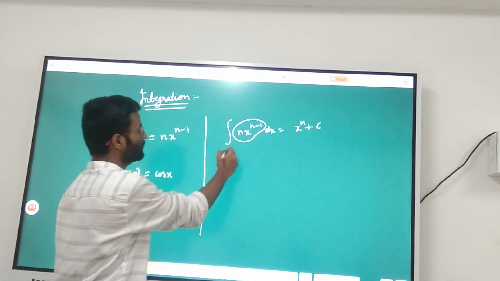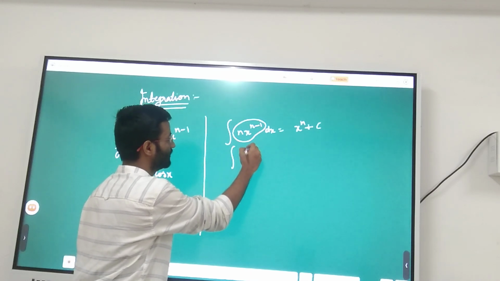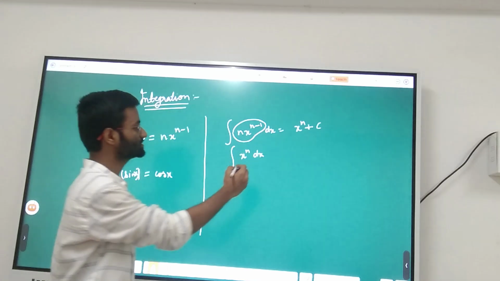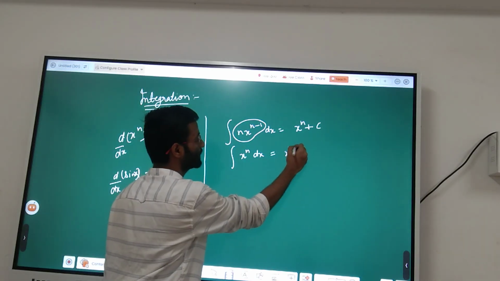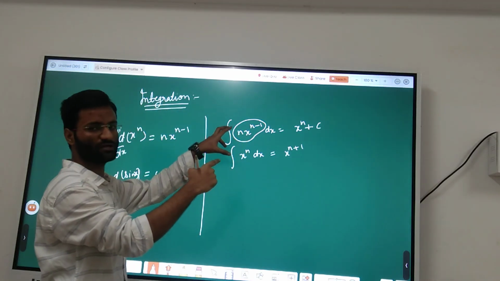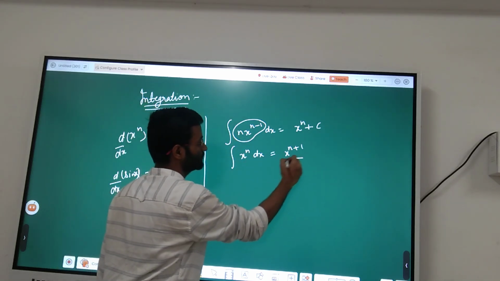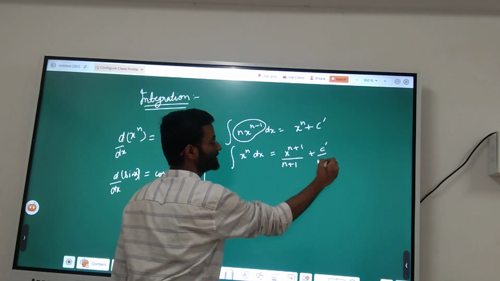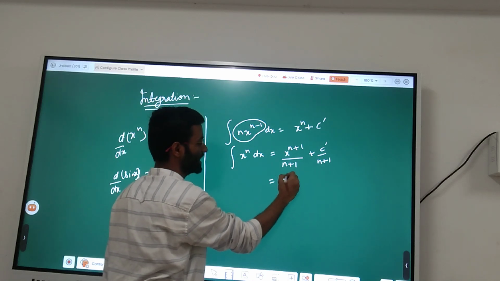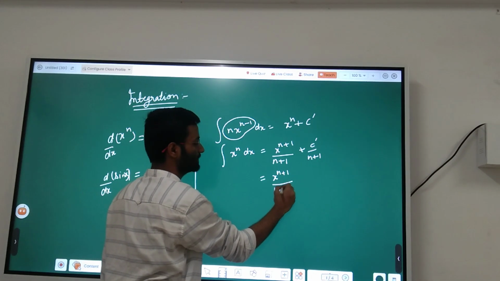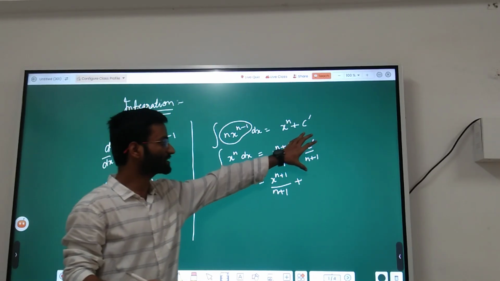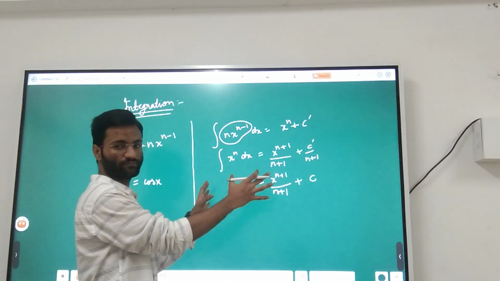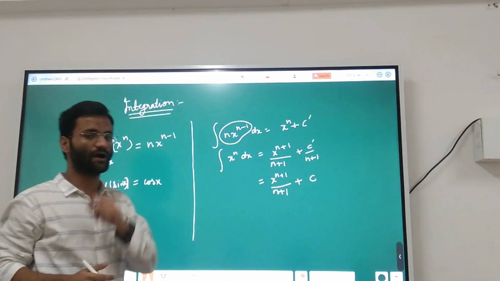Now if I replace n by n plus 1, the integration of (n plus 1) x to the power n dx is equal to x to the power n plus 1, and this is a constant number. So you can divide by the constant n plus 1. You can say this is c dash, so it's going to be c dash upon n plus 1, and finally it is going to be x to the power n plus 1 upon n plus 1, plus a constant. Now you can give this constant a special name, which is c. So this is the formula. Basically you have to keep all these formulas in your mind.